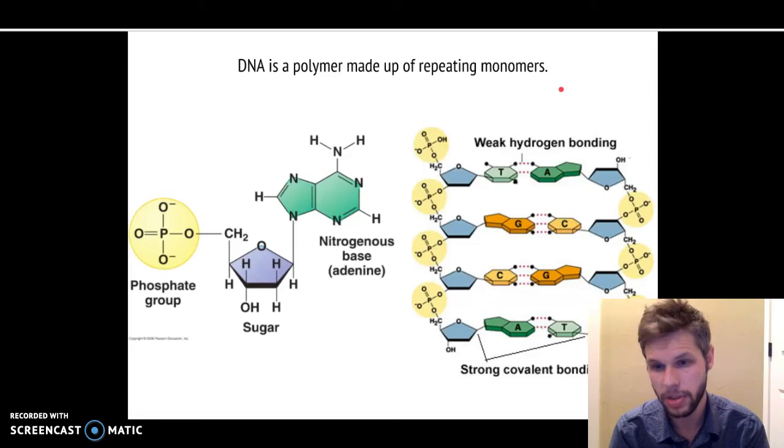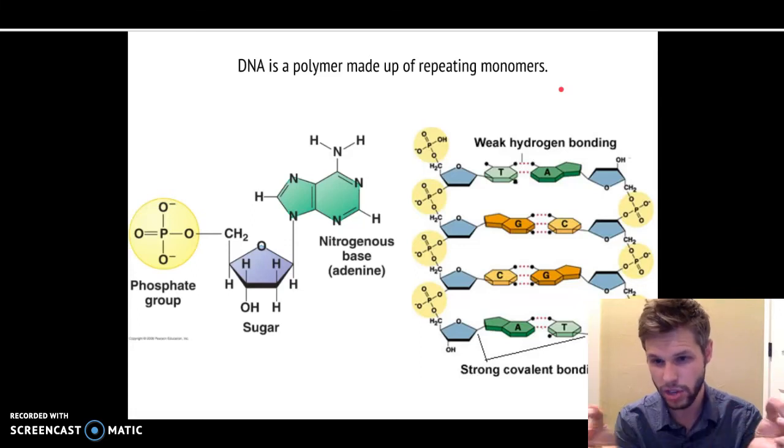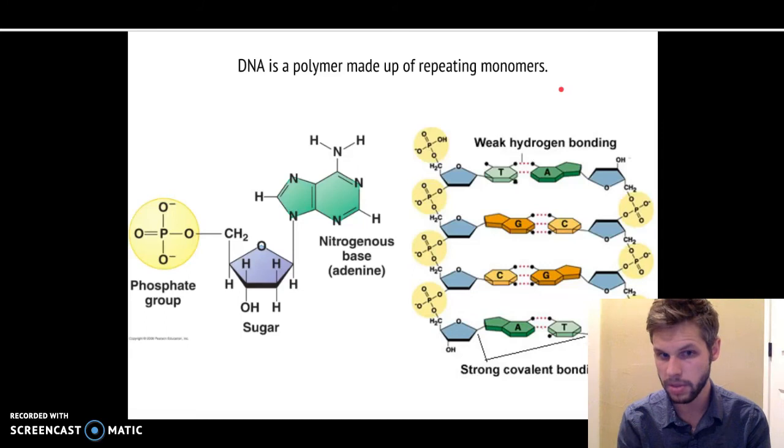If you've seen paper clips linked together in a long chain, that long chain is something I could refer to as a polymer. It's made up of many repeating units. Those individual units are individual paper clips. DNA does the same thing. It is a polymer of a bunch of monomers linked together that we call nucleotides.